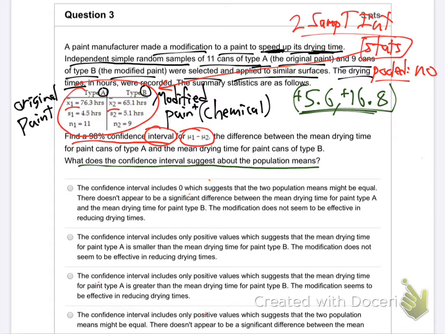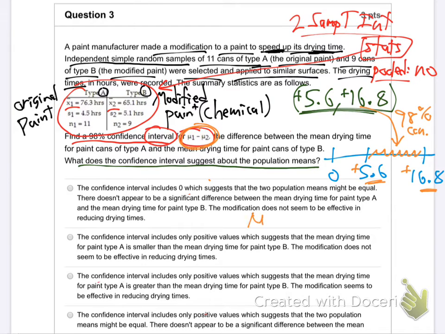Well, if we think about it, that means that if you did like a number line, here would be 0, here is 5.6, here is 16.8. So we are in this zone, right? The confidence interval, we're 98% confident that we're somewhere between 5.6 and 16.8. Those are both positive numbers. So we're confident that we have a positive answer. Positive answer to what? mu1 minus mu2. Remember, that's what it's always about.